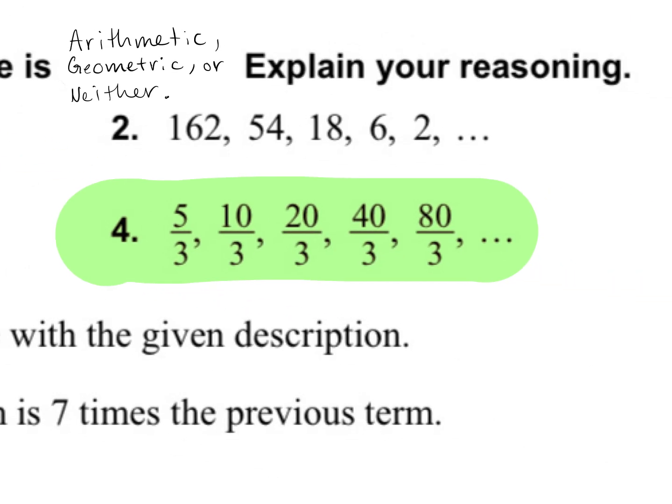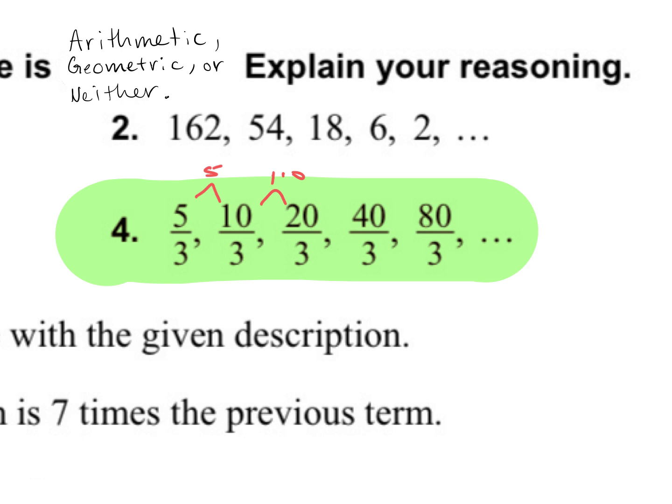Look at the next one. I have a whole bunch of fractions. All the denominators are what? They're all the same. They're all 3. So this is easy to figure out. How'd you get from 5 to 10? You added what? 5 over 3. How'd you get from 10 to 20? You added 10. So obviously this is not arithmetic.